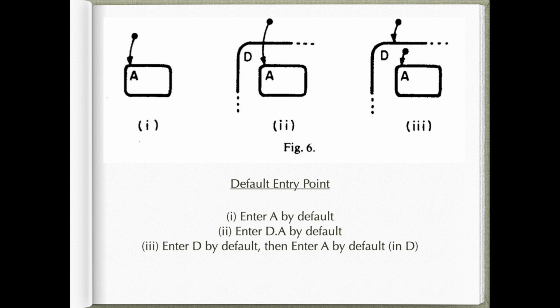Next slide, page 11, shows a new notation. A dot with an arrow means the default transition. So 6I shows that the system wakes up and goes to state A by default. And 6II says it goes into state D.A by default, passing through the wall of state D. And 6III says the same thing, except it does it by cascading defaults. The first default goes to state D, has a default in it that goes to state A, and the end result is the same as in 6II, that we end up in state D.A by default.